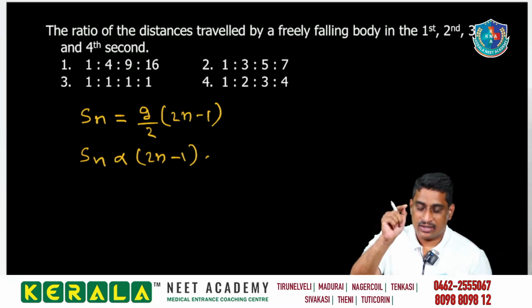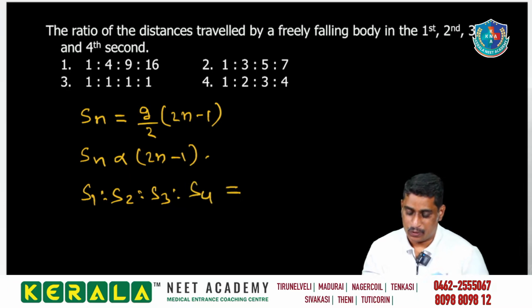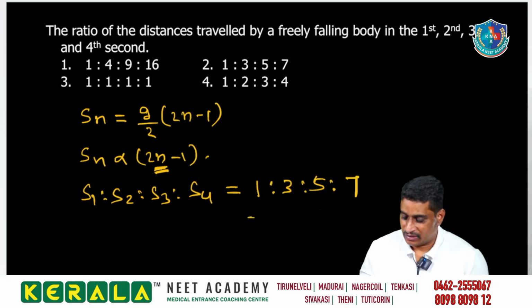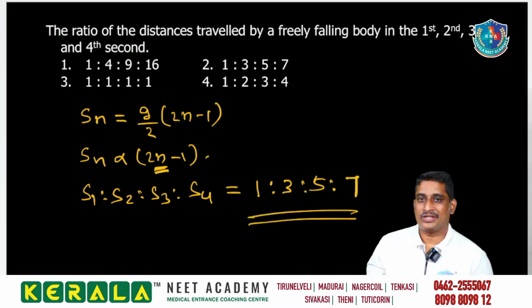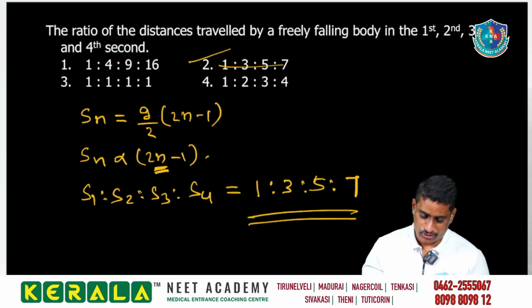In the first second, second second, third second and fourth second, they are asking us to find S1 is to S2 is to S3 is to S4. If you put n equal to 1, it becomes 1. If you put n equal to 2, it becomes 3. If you put n equal to 3, it is 5, then 7. So 1 is to 3 is to 5 is to 7. This is the question given in the last NEET entrance examination. So the second option will be the answer for this particular question.